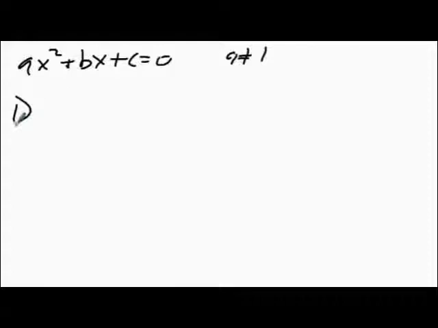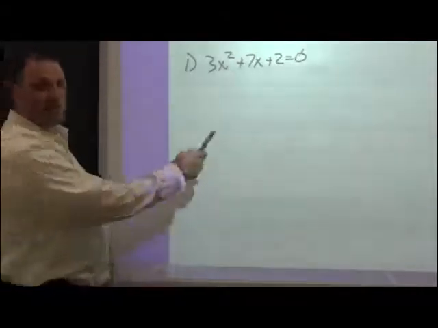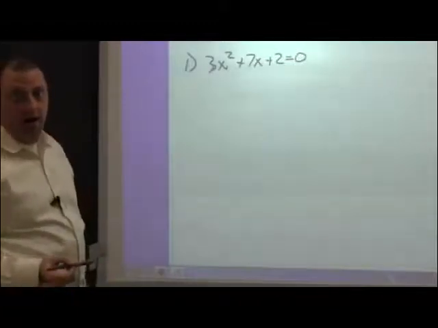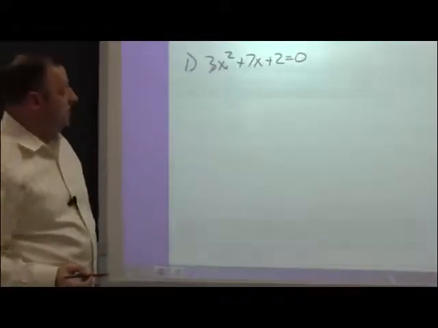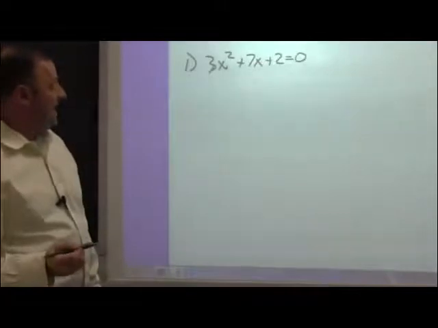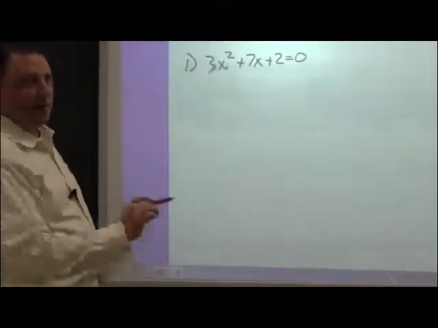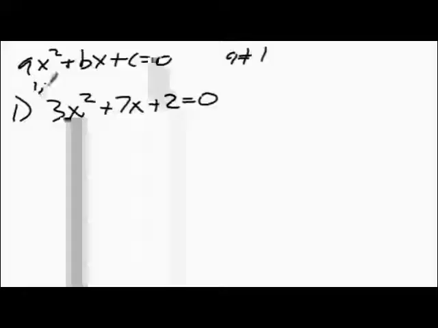3x squared plus 7x plus 2 equals 0. You'll notice that the x squared term is not a 1. You do not have a leading coefficient of 1 now. You have 3x squared. So it's not near as easy. What you have to basically do is think of the factors of 3 and write them above it. And same thing with the last term.